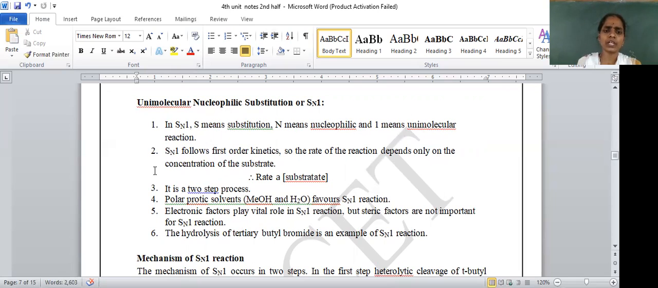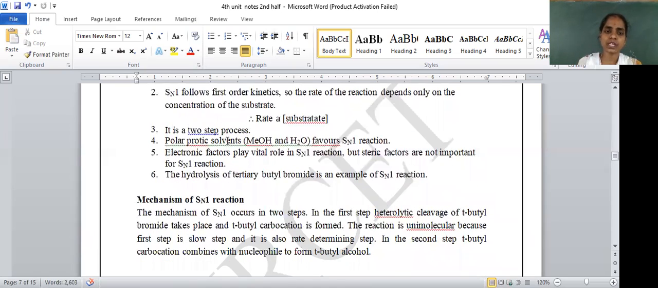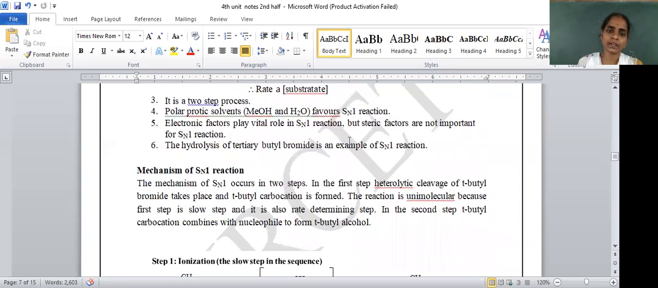Why do we call it unimolecular? The reaction is a first order reaction, and the rate depends only on the concentration of the substrate molecule. The reaction takes place in two steps, and it is mainly applicable in protic solvents like methanol and water, which are favorable for the SN1 reaction. Electronic factors play a very important role in SN1, and steric factors are not important.